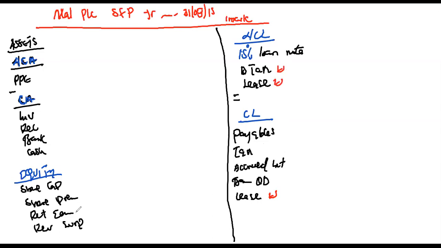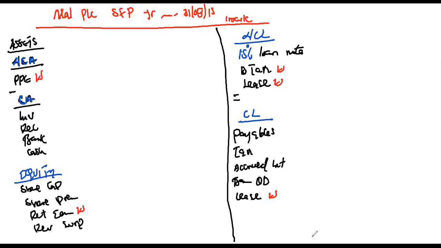And retained earnings, there's a serious working. These ones are free marks. These others are free marks. PPE is a working. Okay. So what do we do? Let's pick our free marks and post them here quickly. Let's start enjoying ourselves. So what do we do?